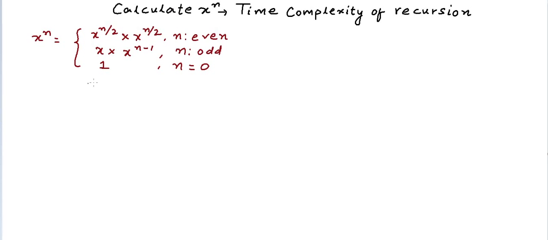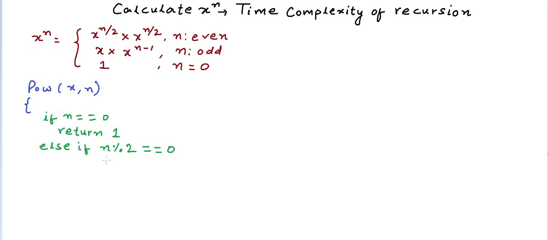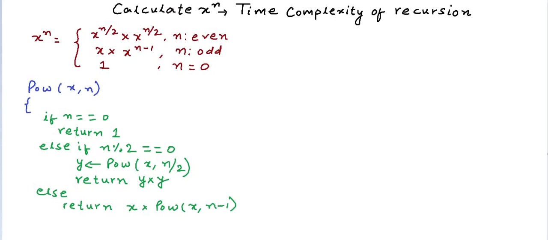And the program goes something like this. If n is 0, return 1. If n is even, calculate x to the power n by 2 and return its square, else make a recursive call to calculate x to the power n minus 1 and return the product of it with x.